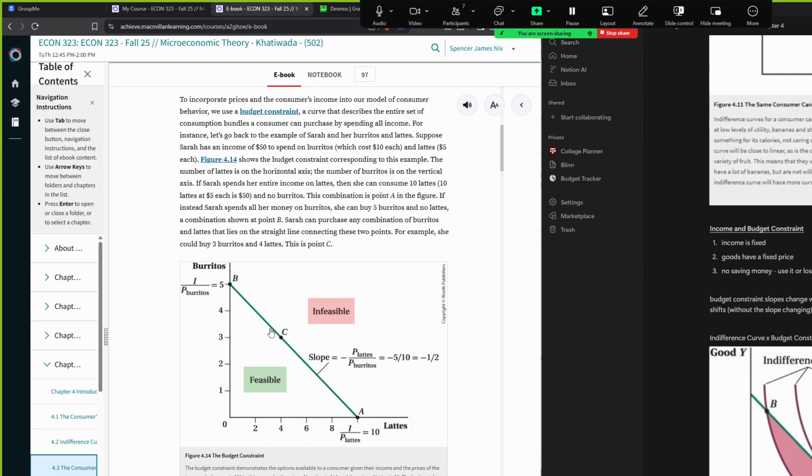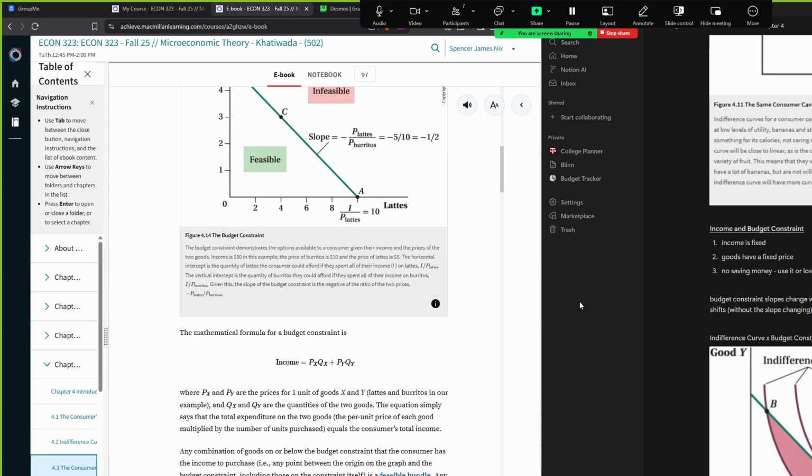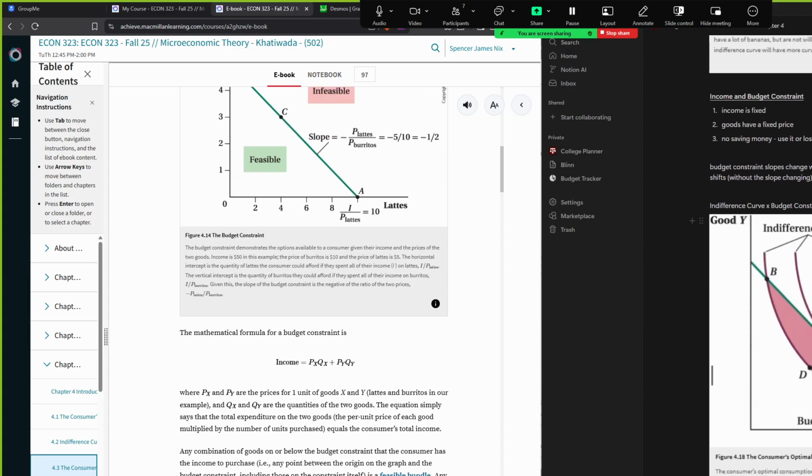And I can buy any combination along this line, right? So if I want 2 lattes and 4 burritos, I can buy that, or I can buy 4 lattes and 3 burritos, anywhere along this line, and I will spend all my money on all lattes, all burritos, or somewhere in between. And these can kind of be put over each other to find utility, right?